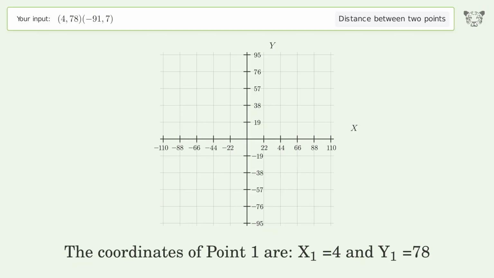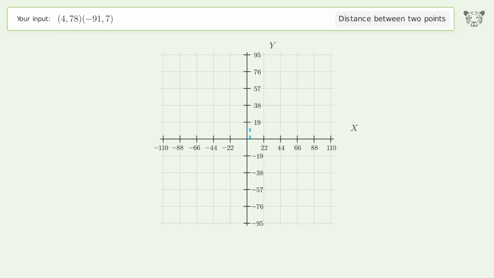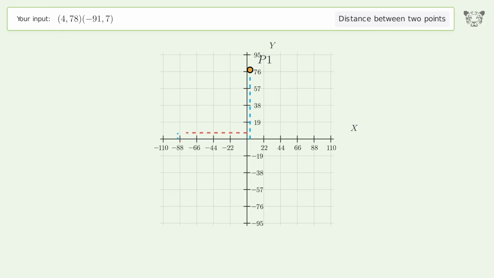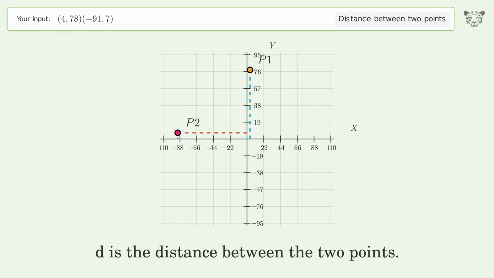The coordinates of point 1 are x1 equals 4 and y1 equals 78. The coordinates of point 2 are x2 equals -91 and y2 equals 7. D is the distance between the 2 points.